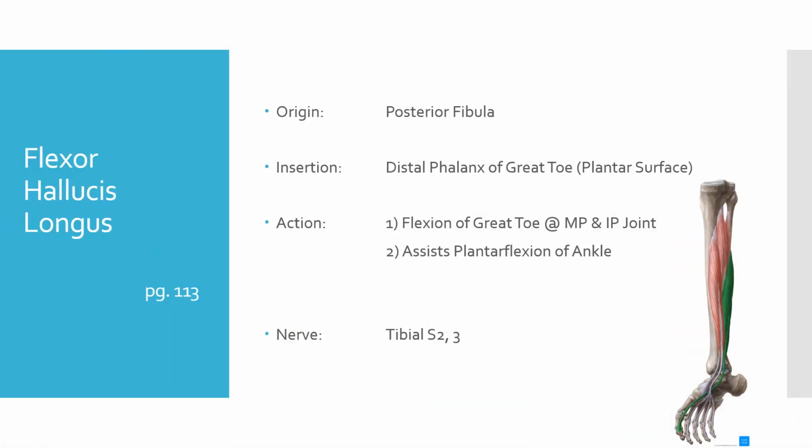Flexor hallucis longus. The origin is the posterior fibula. The insertion is the distal phalanx of great toe on the plantar surface. Two actions include flexion of the great toe at MP and IP joints. It also assists in plantar flexion of the ankle. The nerve is tibial S2 and 3.